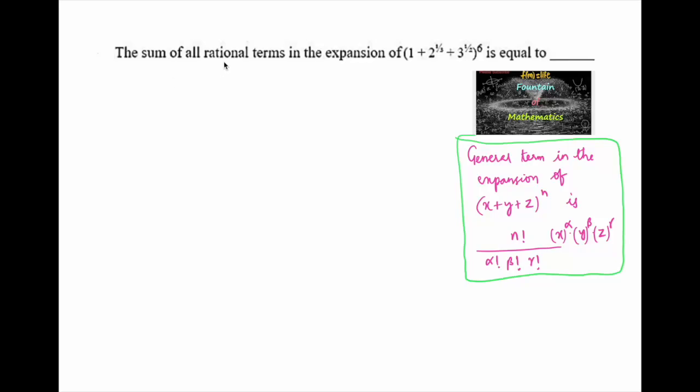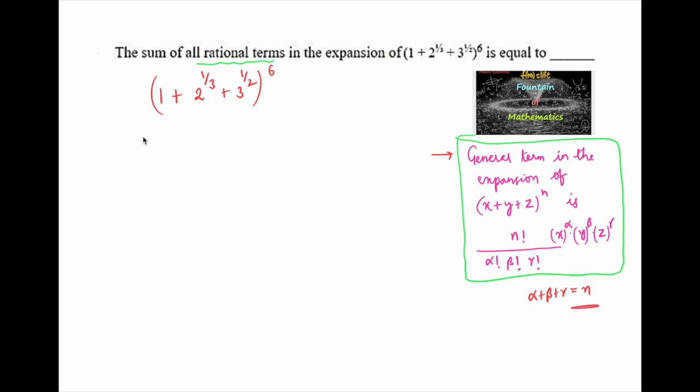We need to find the sum of all rational terms in the expansion of (1 + 2^(1/3) + 3^(1/2))^6. So we know the general term in the expansion of (x + y + z)^n, by the multinomial theorem, is n! / (α! β! γ!) × x^α y^β z^γ, where the sum α + β + γ must be equal to n.